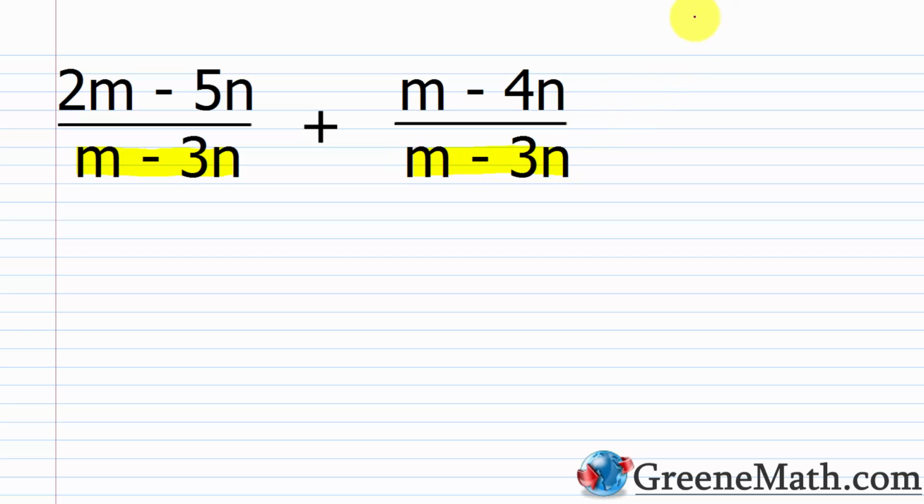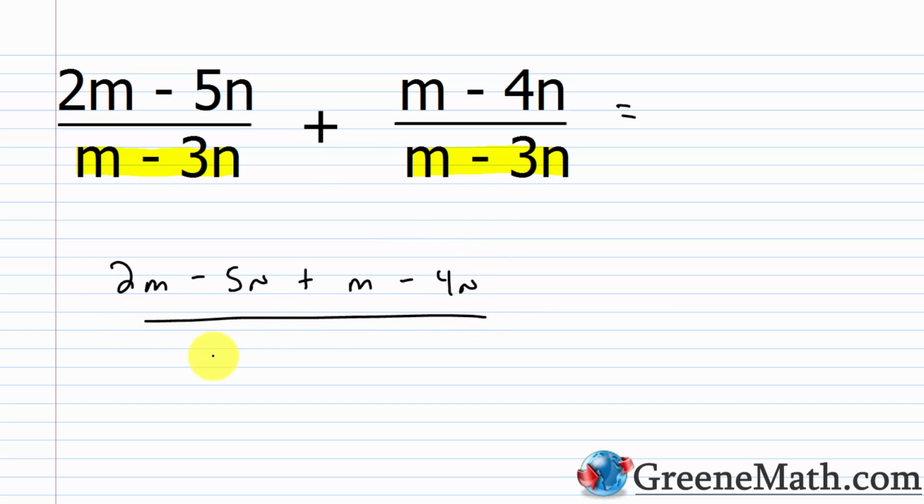So we're just going to leave that as it is. And we're going to add the numerators. So the numerators, we have 2m minus 5n plus m minus 4n over, again, that common denominator of m minus 3n. So just combine like terms here. So 2m plus m is 3m. And then negative 5n minus 4n is negative 9n. And this is over m minus 3n.